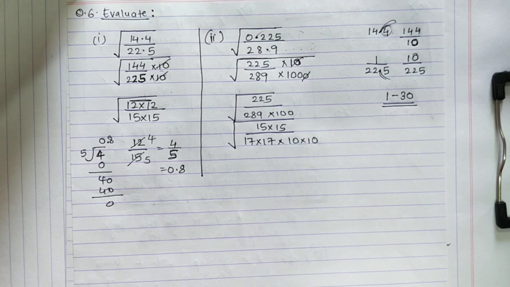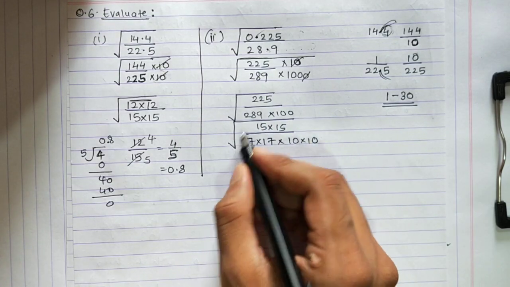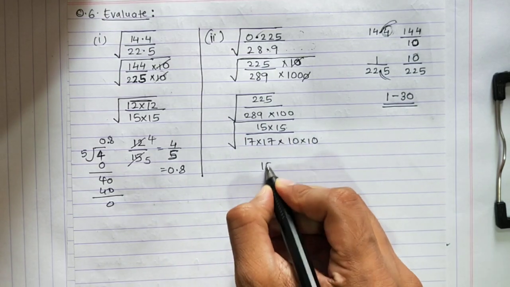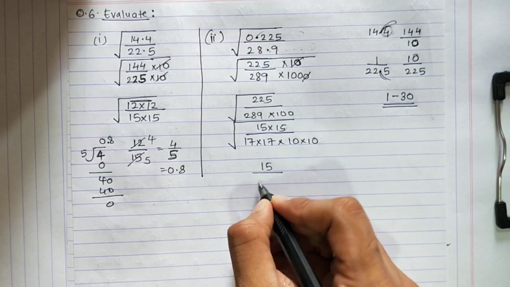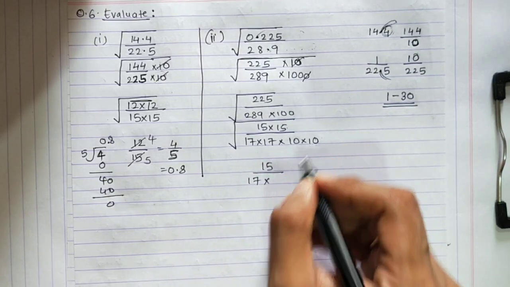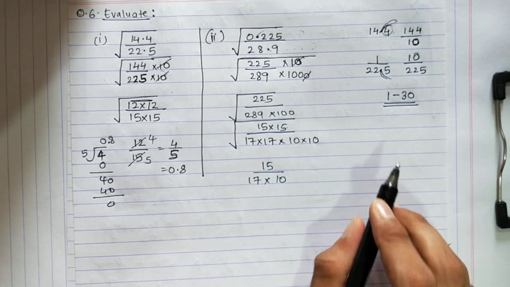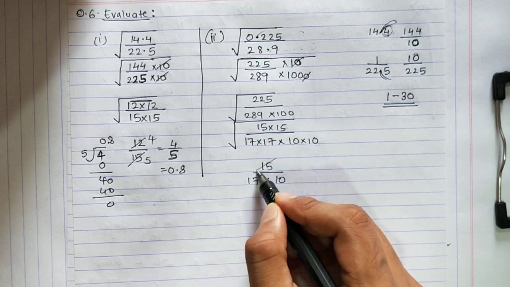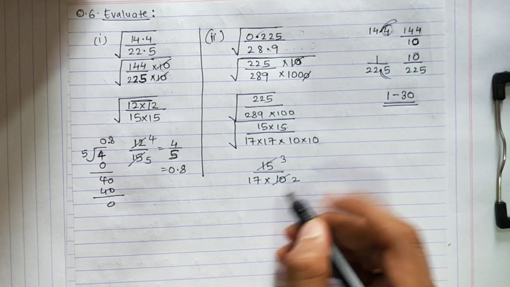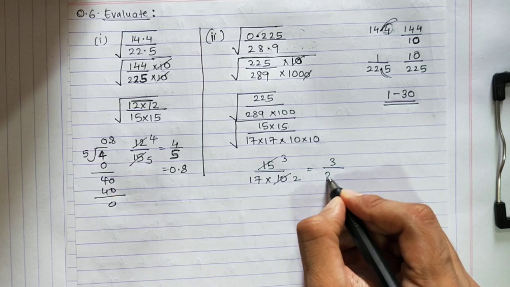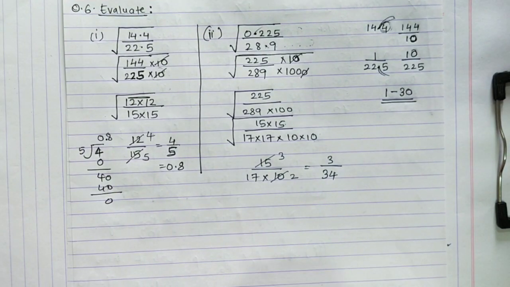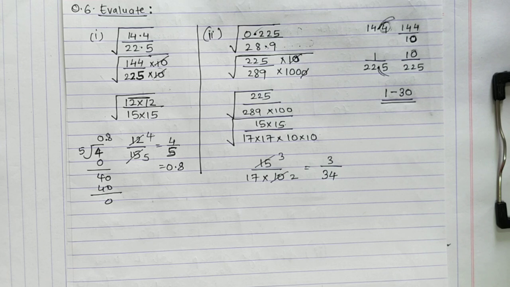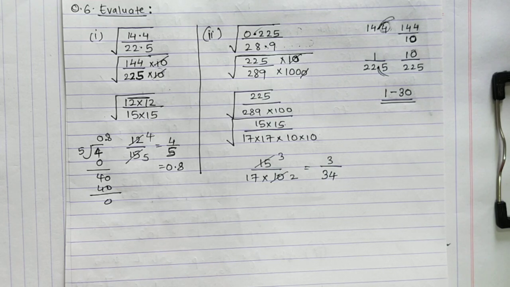Now we have pairs, so we'll take one number each. From here I will remove the root sign, and this 15 I'll write 15 here, then 17, and from this pair of 10 I will take 10. The root sign is gone now. Then a cancellation is possible here: 5 threes are 15, 5 twos are 10. So what is the answer finally? 3 upon 34. This is the final answer. Copy each and every step.